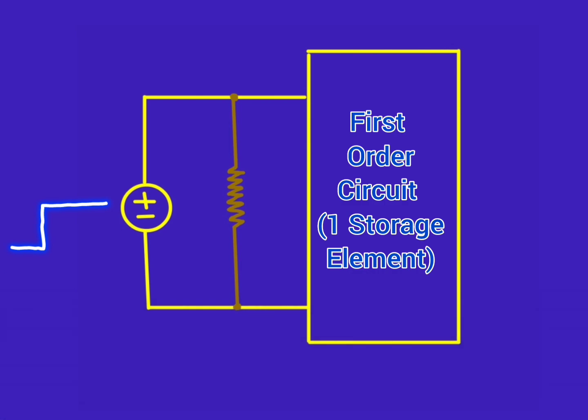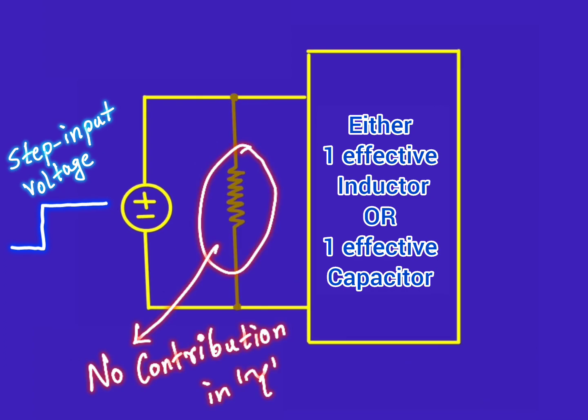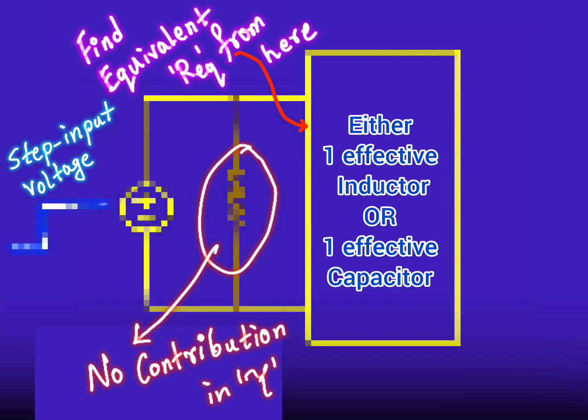Now a few basic points I want to discuss. On a step input applied to the first order circuit, the voltage across this resistor will have no transient. When the voltage is changed instantly and then remains fixed, it will never contribute to the time constant. I mean to say, no contribution to the equivalent resistance in this first order circuit.